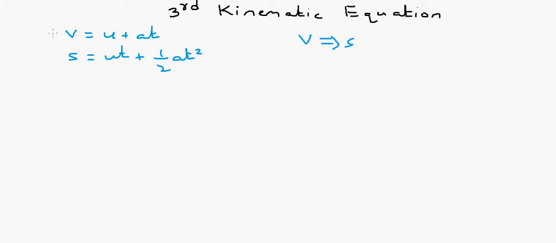So what I basically have to do is convert this first equation into an equation where I have at least one displacement term, right? So I have to convert any of these three terms, u, a, and t, to a term which has s, so we can relate v with s.